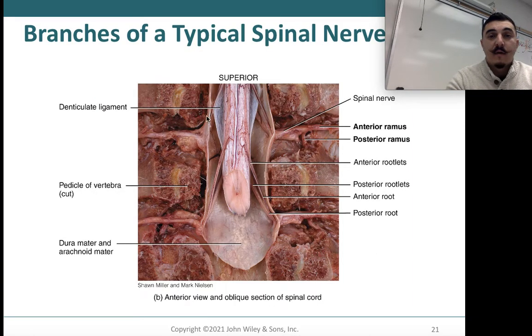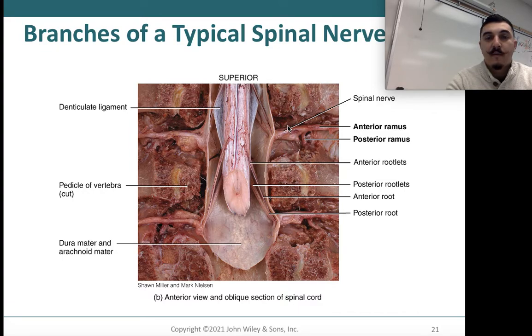So here's a denticulate ligament. Remember that one between the pia and the arachnoid. The pedicle of the vertebra right here, little bone right here, dura mater, arachnoid mater. The roots. So here we have the posterior roots, the anterior roots, the posterior rootlet. The rootlet is closer to the spinal nerve than the root itself. And then after the root, branching off, we have our anterior ramus and posterior ramus as well.